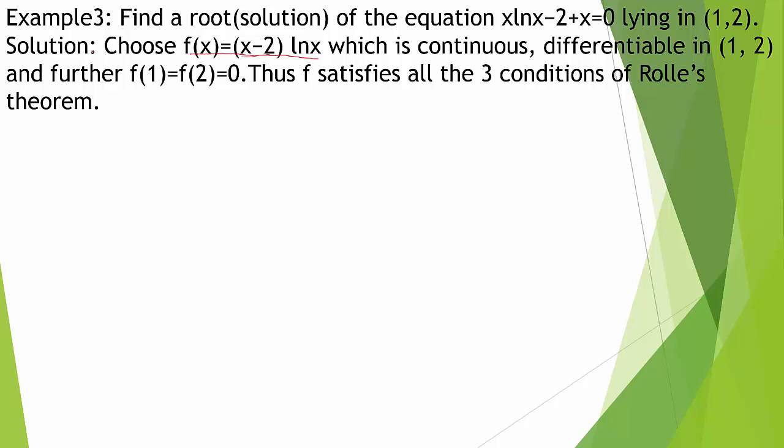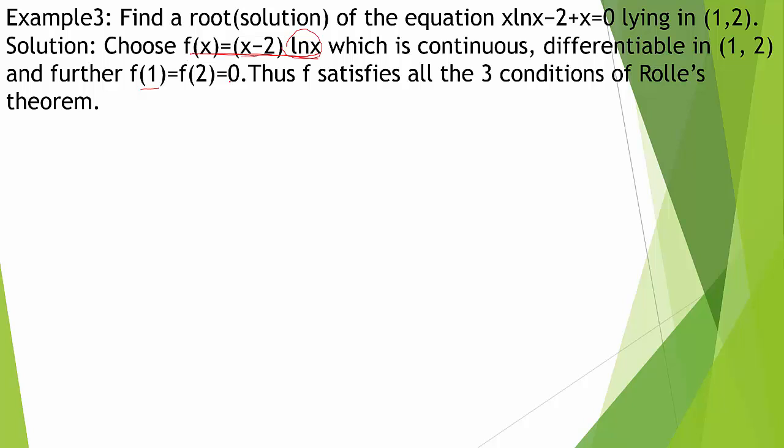Solution. Choose f(x) equal to x minus 2 ln x, which is a continuous function and differentiable function in the open interval (1, 2). And further, f of 1 equal to 0. Why? Because log of 1 becomes 0. And that's why f of 1 equal to 0. And if we put x equal to 2, 2 minus 2, this term becomes 0 and hence f of 2 is also 0. Thus f of 1 equal to f of 2 equal to 0. Thus, f satisfies all the three conditions of Rolle's theorem. What are the three conditions?